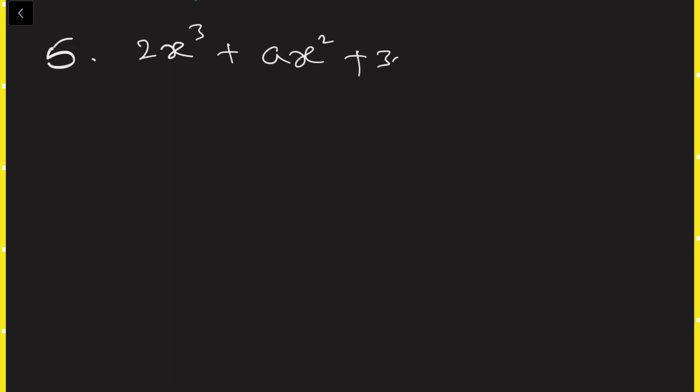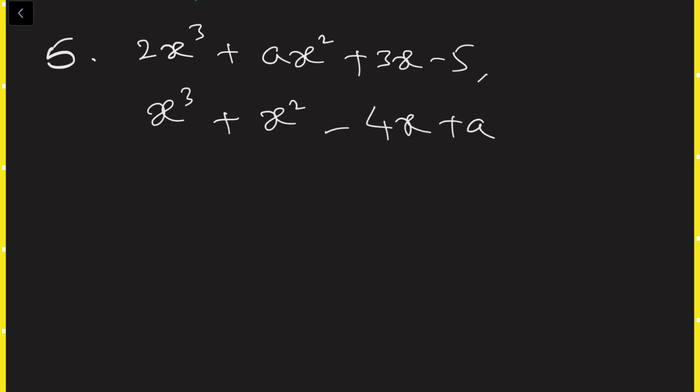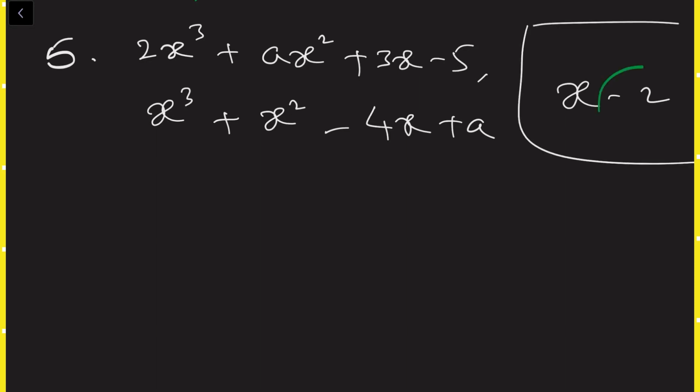Next, let us move to question number 5. If the polynomials 2x cube plus ax square plus 3x minus 5 and x cube plus x square minus 4x plus a leave the same remainder when divided by x minus 2, then find the value of a. Here it is divided by x minus 2, so we need to substitute plus 2.